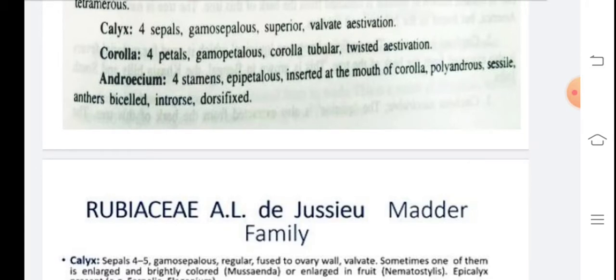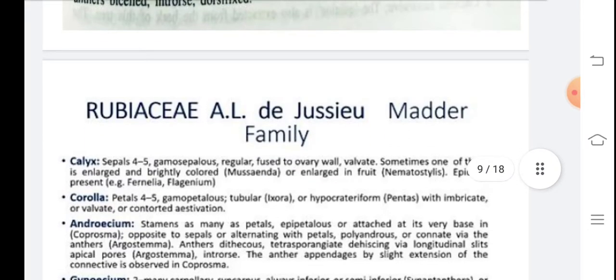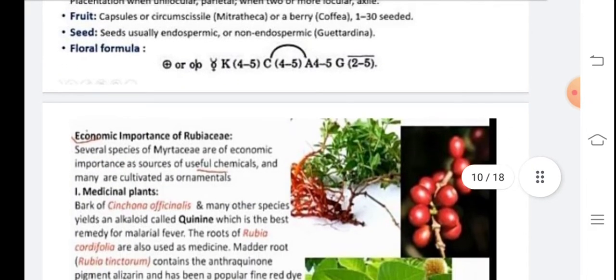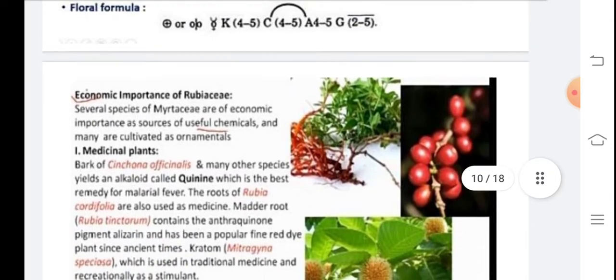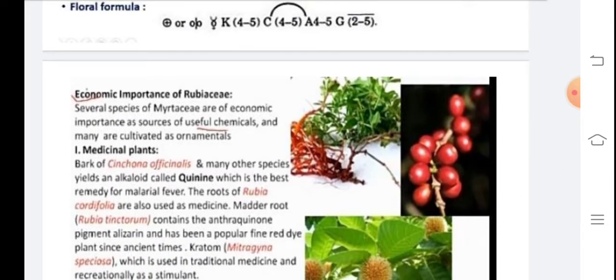Then in some they are inserted at the mouth of the corolla. For this type of character, here you observe the floral formula. In the floral formula, it shows actinomorphic, bisexual, K4 to 5, C4 to 5. K means calyx, C for corolla, 4 to 5. Then androecium 4 to 5 as per the number of corolla, attached to petals. And G2 to 4 or 5, right? So generally not 2, but it is 4 to 5.